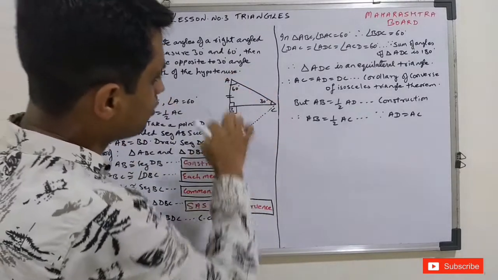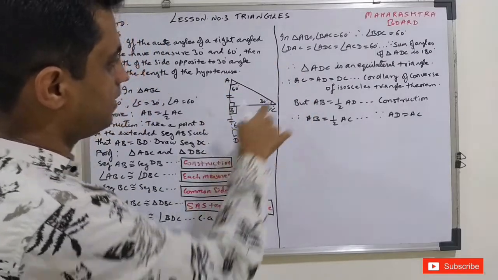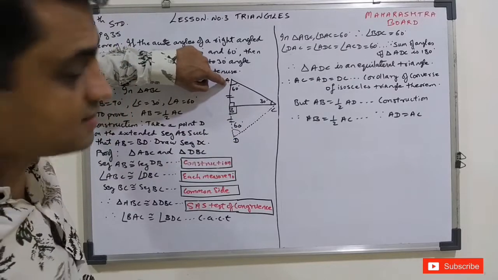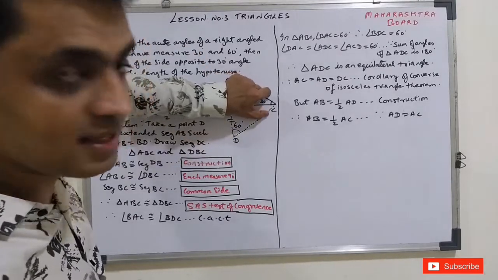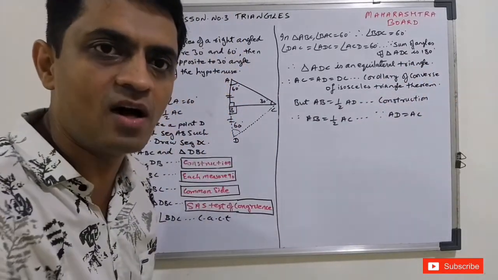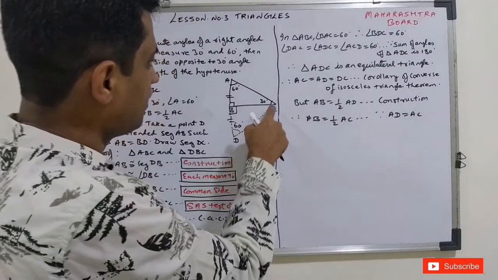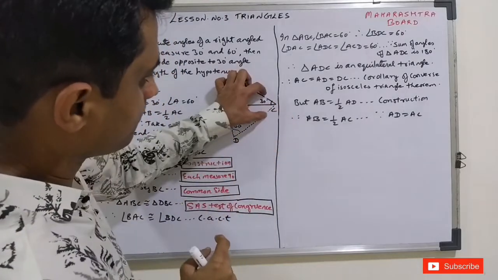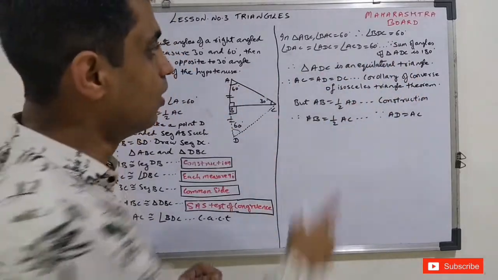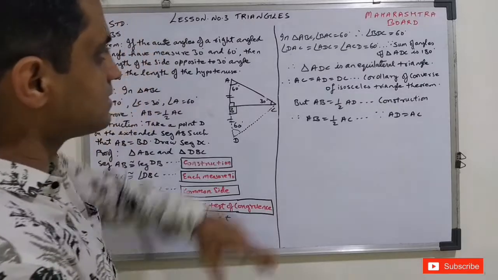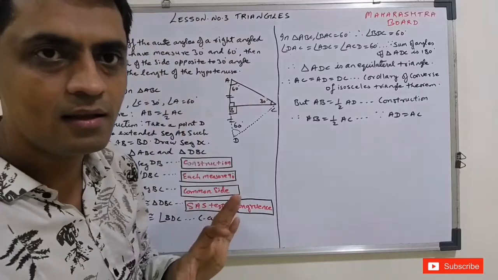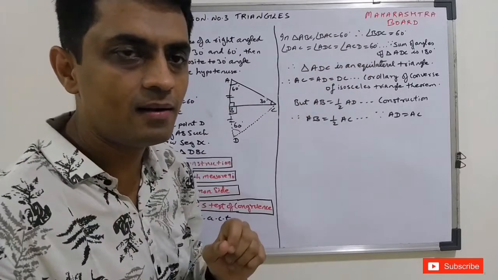Now, if you take this whole triangle ADC, this is 60, this is 60. Angle A is 60, angle D is 60. So how much will angle C be? It will be 60. Why? Because the sum of the measures of all the angles in a triangle is how much? 180. So we got this angle is also 60. It means this whole triangle is an equilateral triangle. It means that AC is equal to AD is equal to DC, because it is an equilateral triangle.